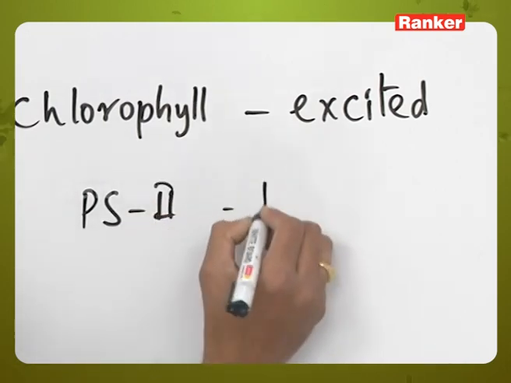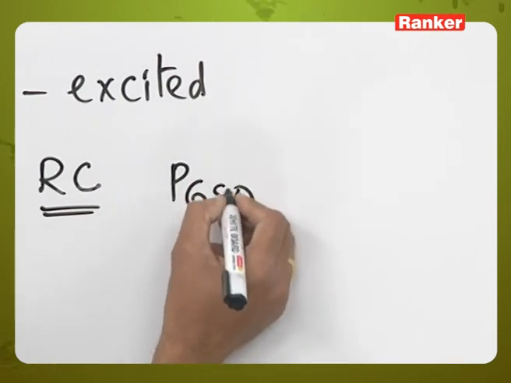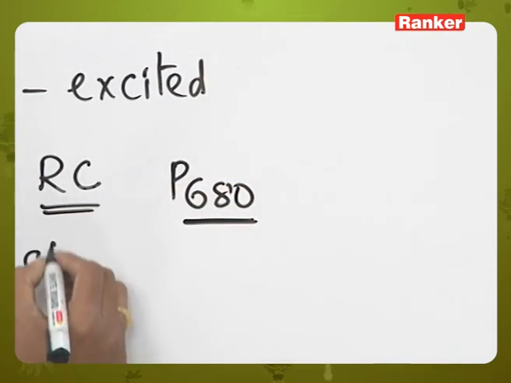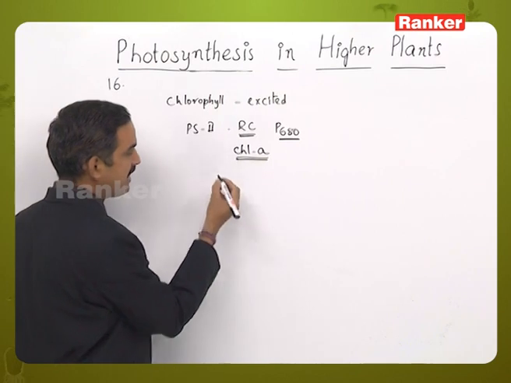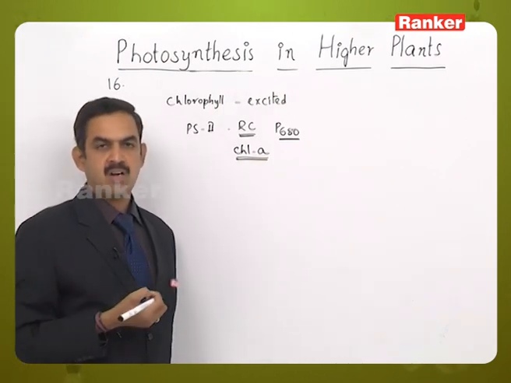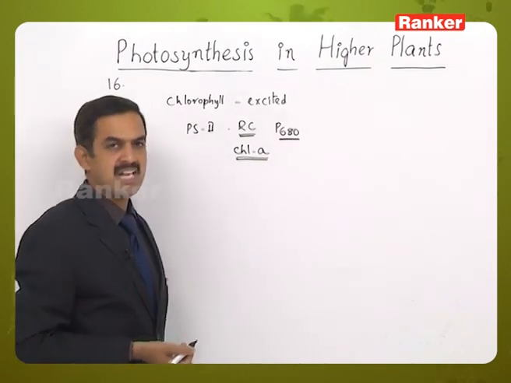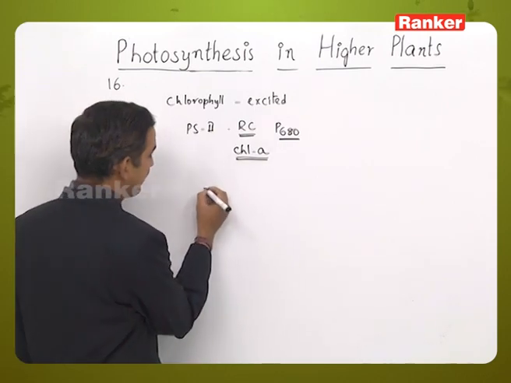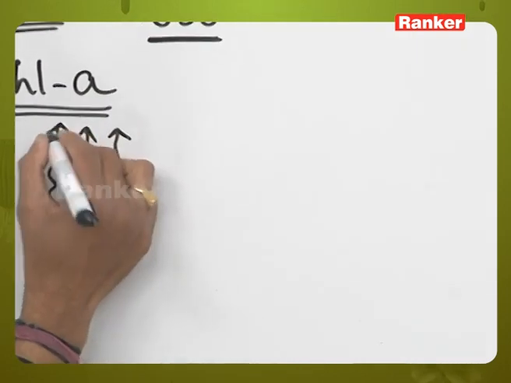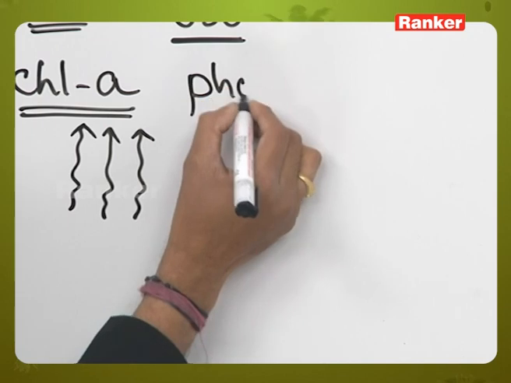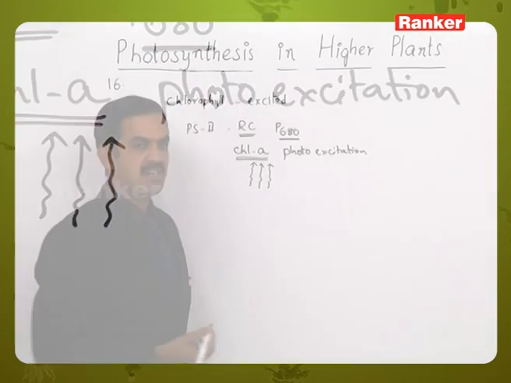Photosystem 2 reaction center, that is what we call the P680 molecule. This P680 is made up of chlorophyll A molecule. Here, this chlorophyll A molecule first gets excited because of the wavelength of light at around 680 nanometers. Whenever this reaction center takes the solar energy at 680 nanometers, the chlorophyll molecule gets excited. That is what we call the photo excitation of chlorophyll A.